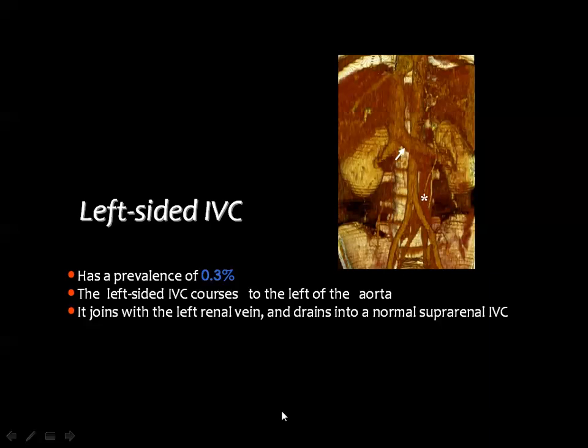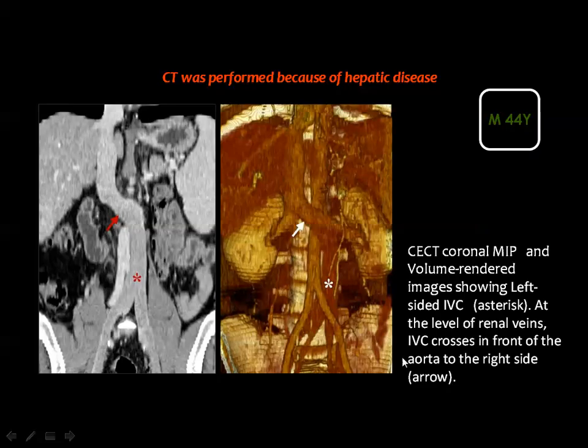Then there may be a left-sided IVC only, and this left-sided IVC will classically drain the blood to the left renal vein, which will cross the midline to join the remaining part of the IVC along its original course to the right side of the aorta, continuing to the right atrium.